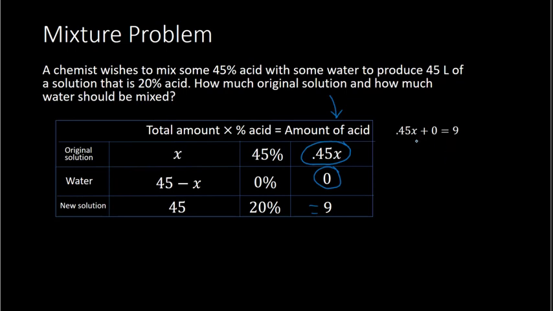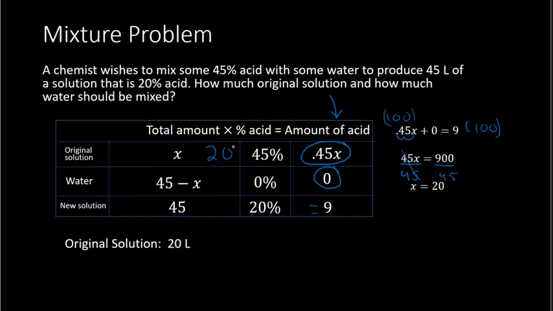Now from here, we could leave the decimal in here if we want, or I can multiply everything by 100 to move this over 2 places. So multiply this side by 100, then multiply this side by 100. We will get 45x, then plus 0, or 45x, equals 900. And then from here, divide both sides by 45. And the 45s cancel. I have x on the left, and then 20 on the right. So x is 20, which is the amount of the original solution.